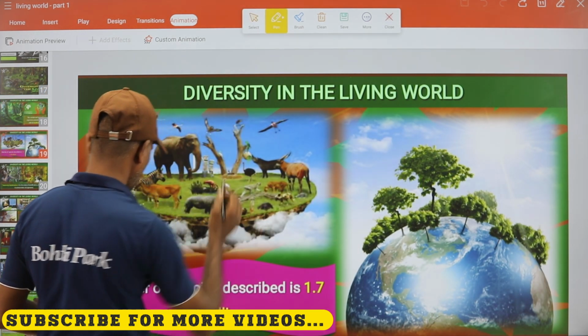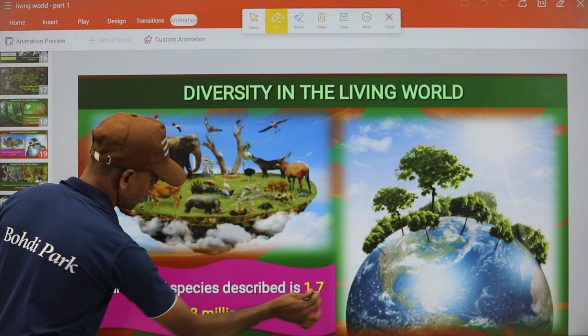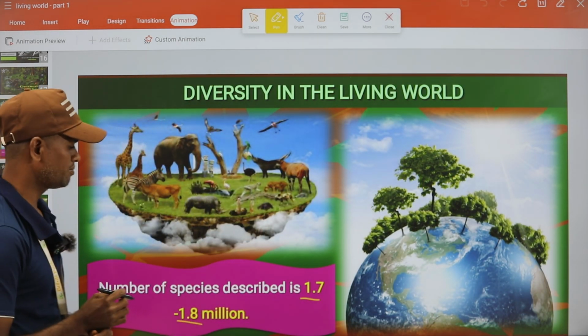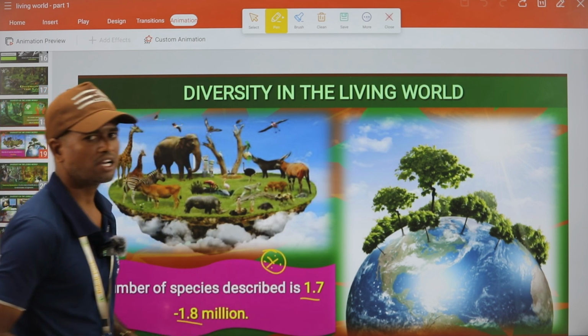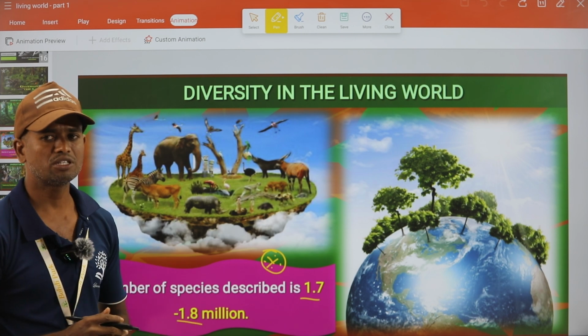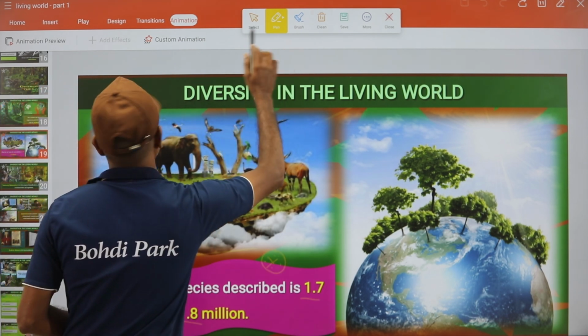So what are the key points? The number of species described is 1.7 to 1.8 million, right? So it is an important NEET question also. So 1.7 to 1.8 million species are present on earth. Next.